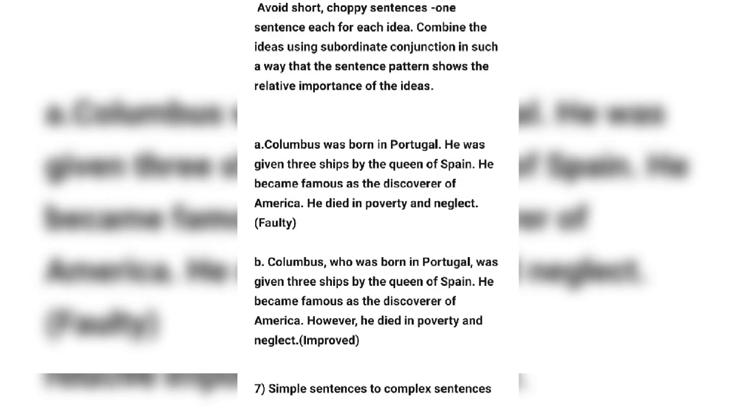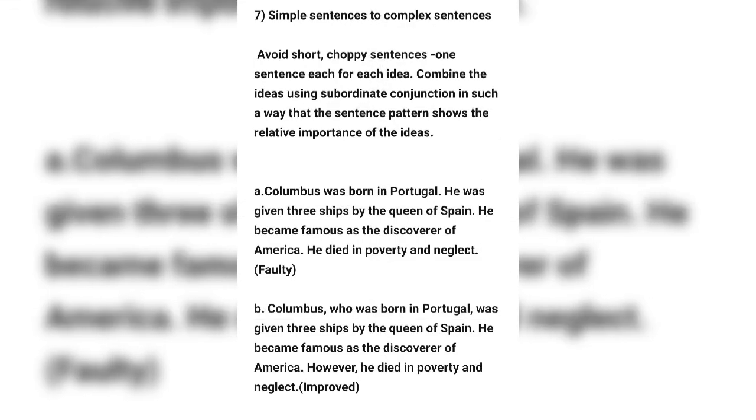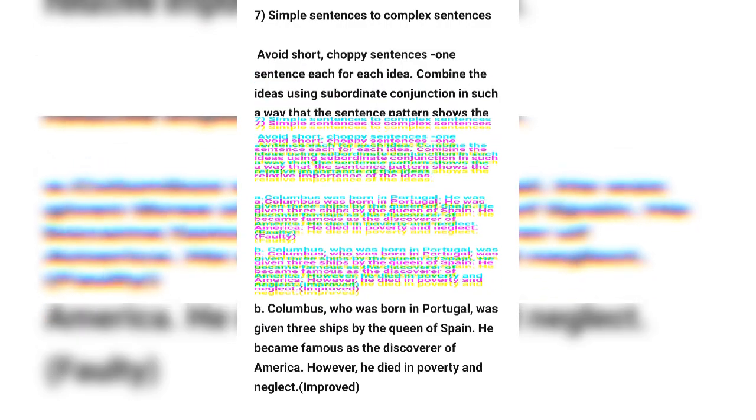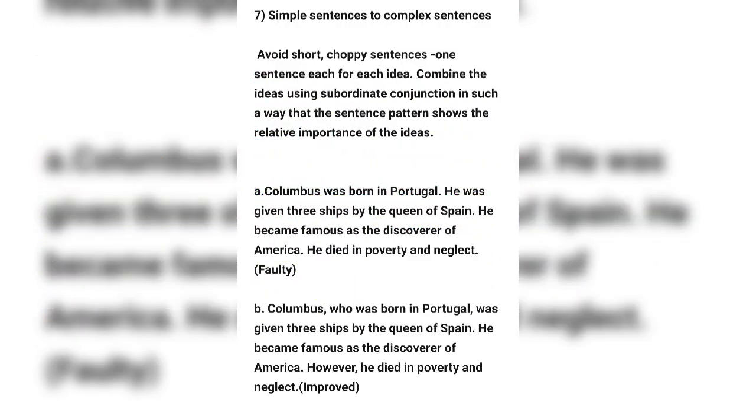Next sentence. Columbus, who was born in Portugal, was given 3 ships by the Queen of Spain. He became famous as the discoverer of America. However, he died in poverty and neglect. The second sentence is the improved version of the first sentence, because in this sentence, words like who and however have been used. These are subordinate conjunctions.